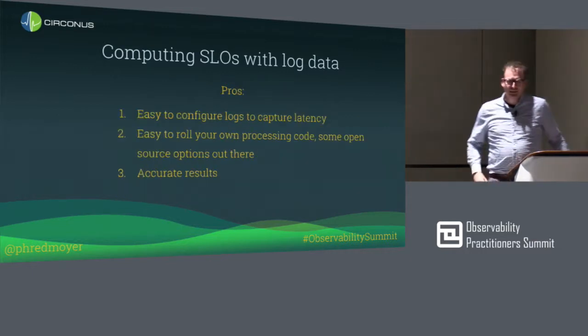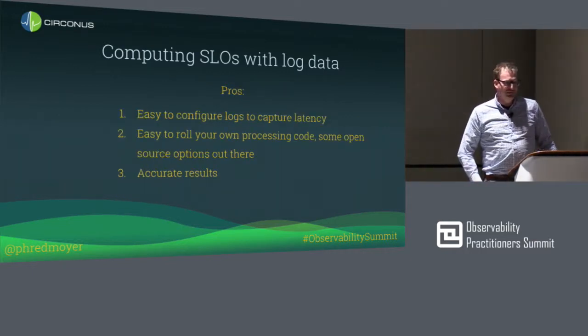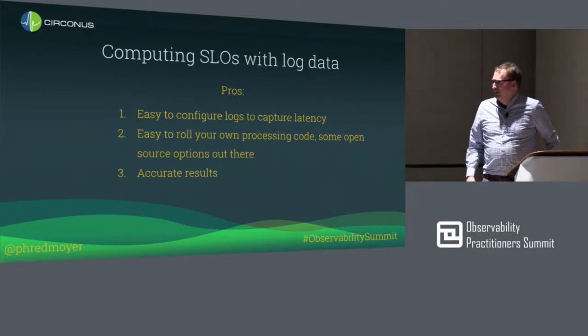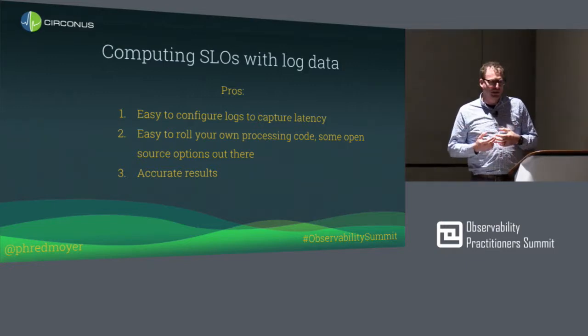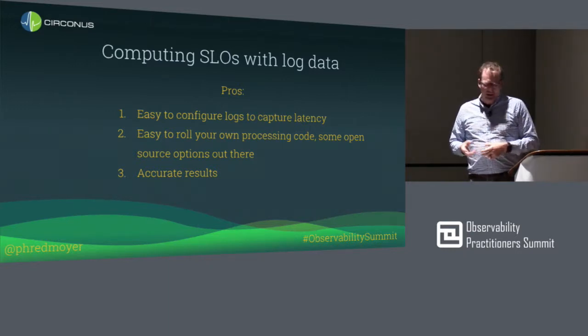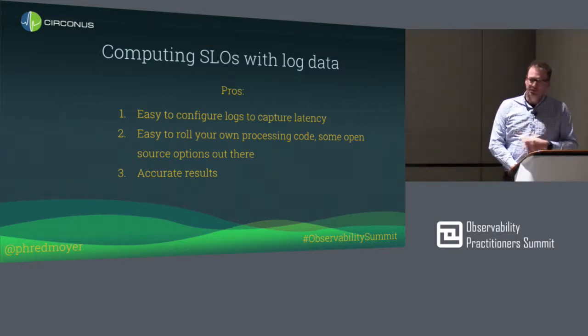So the pros of this: it's very easy to configure logs to capture latency. Anyone here can do that easily. It's easy to roll your own processing code. Some tools out there, like Splunk or Elasticsearch, already have built-in P95 or quantile functions, and it gives you accurate results. So this is a good approach.